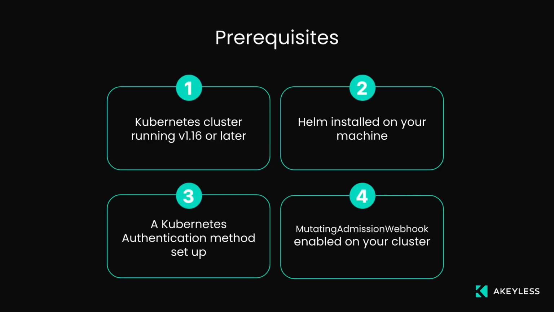Before continuing, make sure you have the following: a Kubernetes cluster running Kubernetes 1.16 or later, Helm installed on your machine, a Kubernetes authentication method in Keyless, which we covered in a previous video, and the Kubernetes mutating admission webhook admission controllers enabled, which should be on by default. Let's get into the demo.